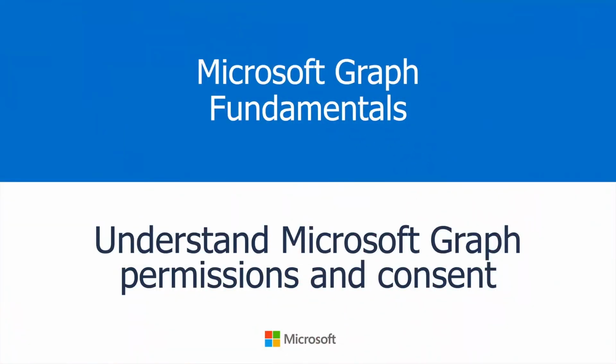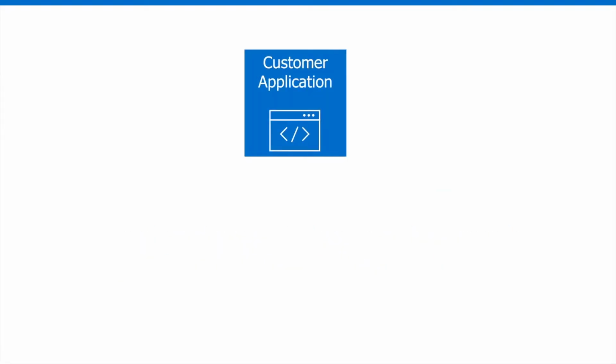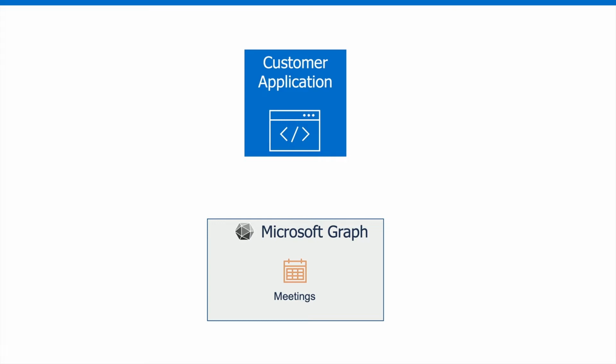To develop a customer application that retrieves Microsoft 365 data, you need to understand how permissions and consent work in Microsoft Graph. You want to make the right choices about what data your application can and can't access, of course. For example, if you want to show a signed-in user's upcoming meetings, you'll want your application to have permission to access their calendar data from Microsoft 365.